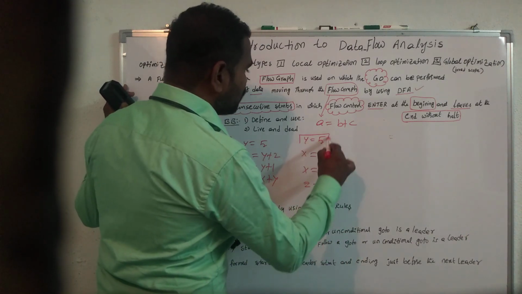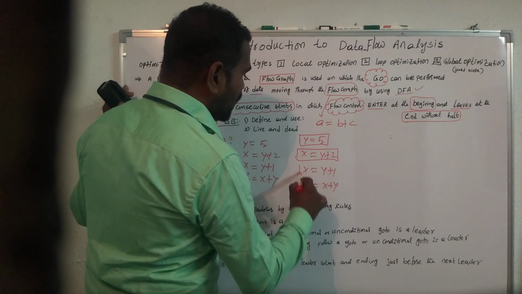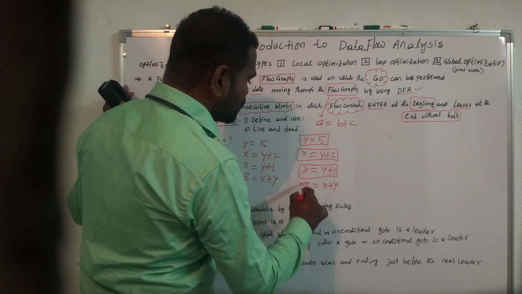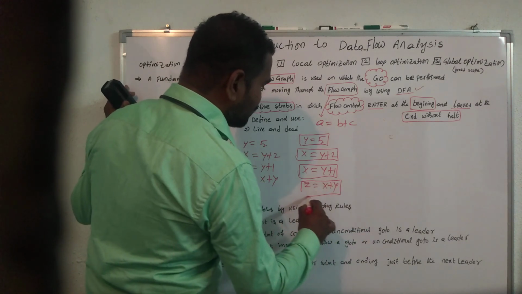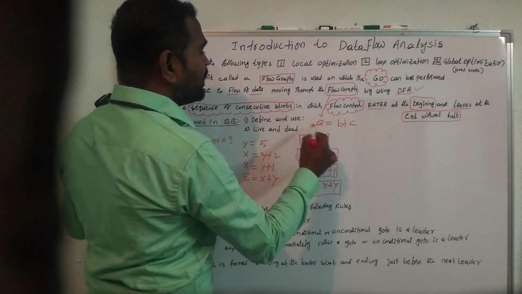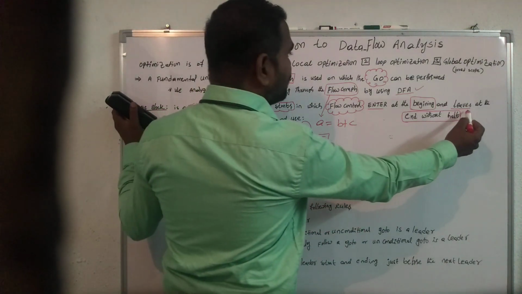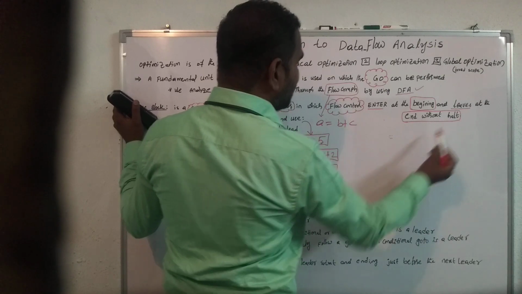So this is one particular basic block, and this is another basic block, and this is also one more basic block. These are the set of different kinds of basic blocks. Here the flow control is: enter at the beginning, and leave at the end without any halt.